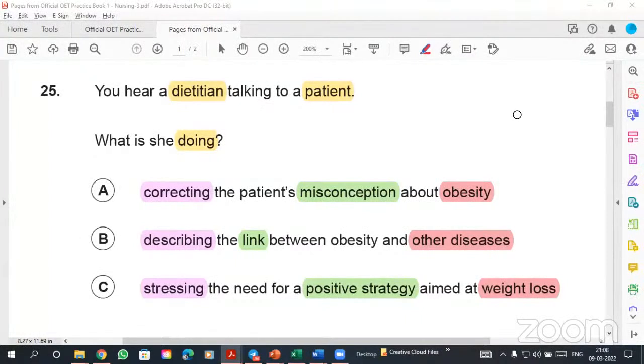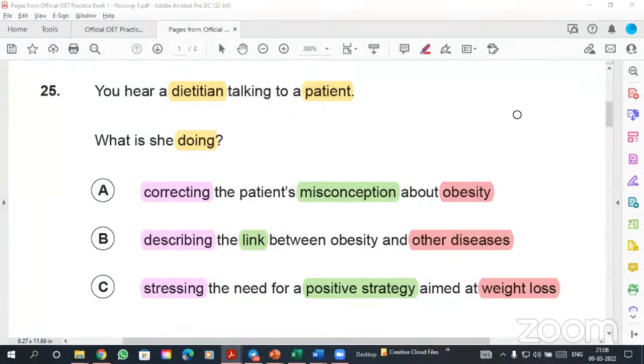Okay. Now go through this one very carefully. If something is wrong, something is wrong, then this is correct, like that. Or obesity and other problems, the connecting link. If you have obesity, you'll have other diseases. If you don't have obesity, you don't have any other disease. Like that, the link is explaining. Stressing the need for positive strategy aimed at weight loss. All the three are important.